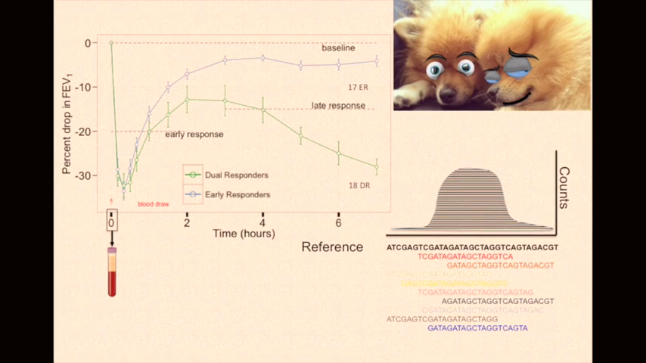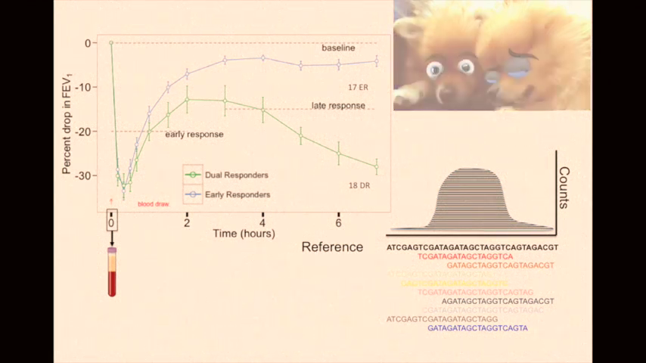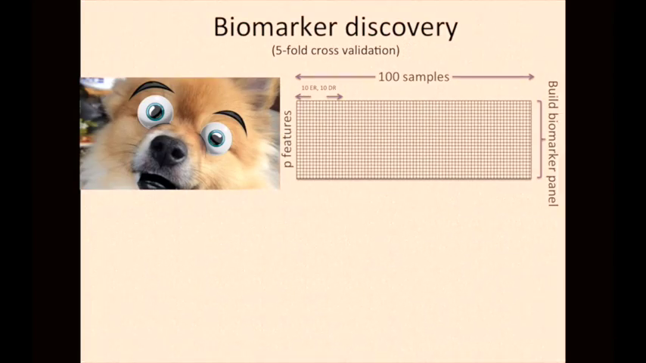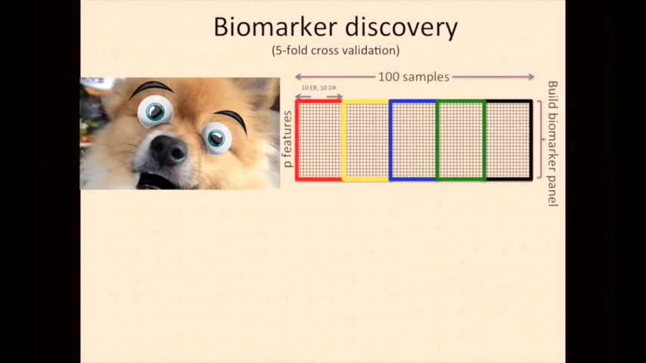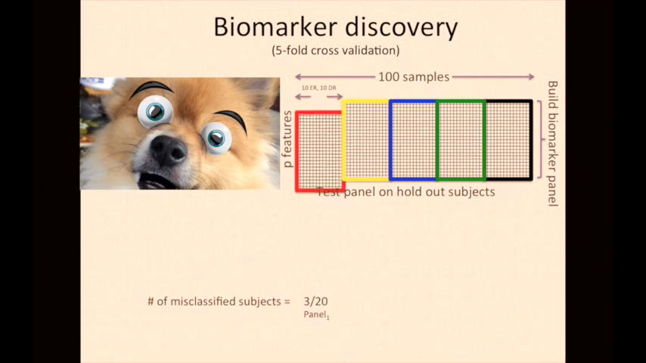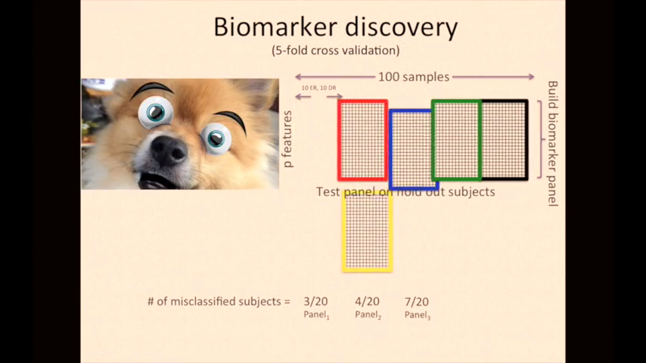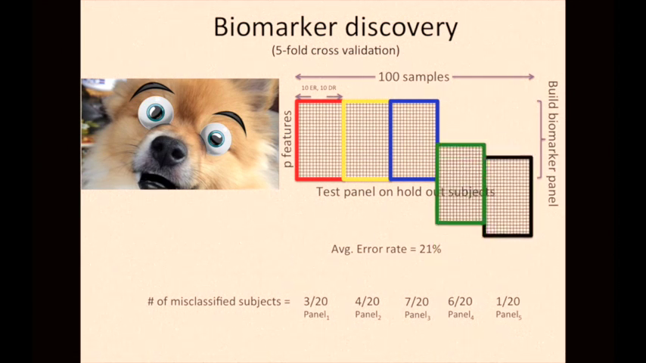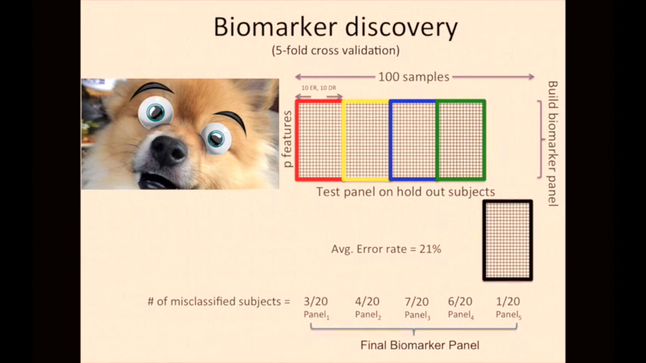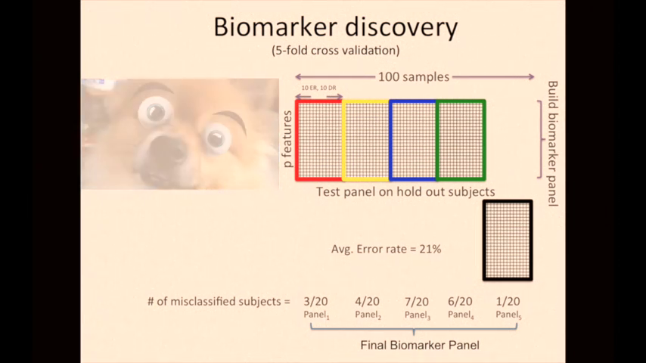But how will we know if our biomarker panel will work in new subjects? We will use cross-validation. We will divide the dataset into equal parts. We will leave one part aside and develop a biomarker panel on the remaining parts. We will predict the response of the subjects we have not seen and compare our prediction to the truth to get the error rate. We will repeat the procedure until we have used up all the parts. The final biomarker panel will then be built from transcripts that appear most frequently amongst the cross-validation panels.